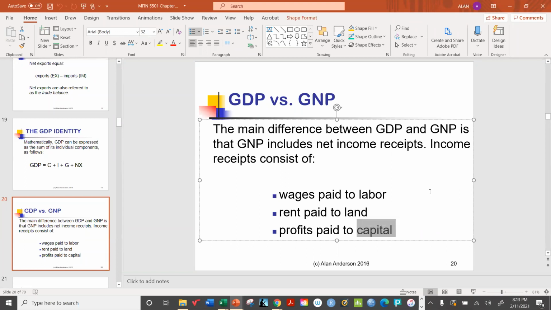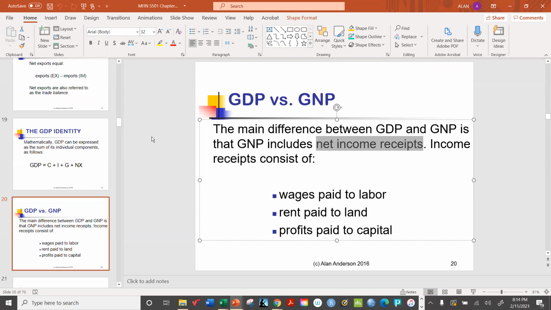All right. So now the idea here is this. Income can come into a country and it can go out. An American can earn wages in foreign countries. An American can buy foreign stocks and bonds, et cetera. But foreigners can do the same thing here. So net income receipts mean how much money flows into the United States minus how much money flows out of the United States. The difference between the two is net income receipts.